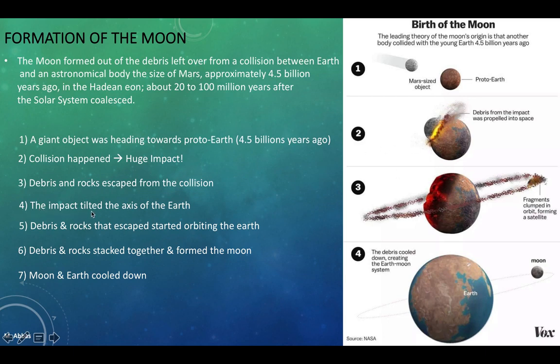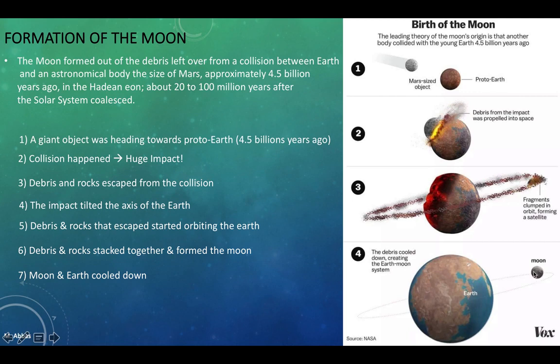Number 4, the impact tilted the Earth's axis. I'm going to talk about this in a bit. The debris and rocks escaped from the Earth, and this is what happens here. All of these rocks and debris escaped from the Earth. Now they are orbiting around the Earth. After some time, these rocks started to stick to each other to form one larger body that we call today the moon.